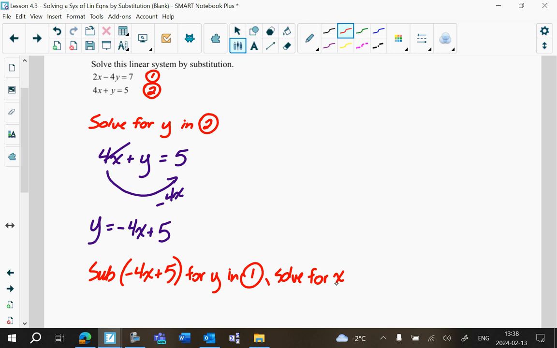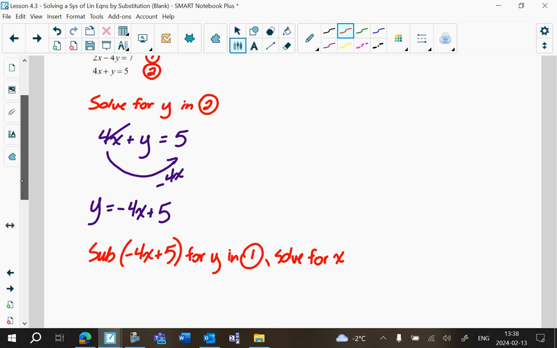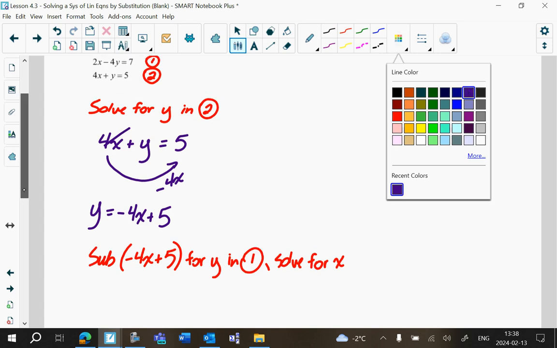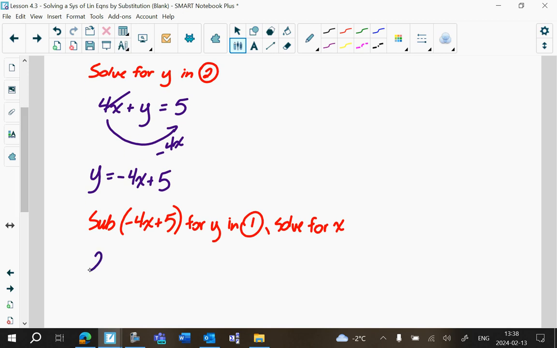So what does it look like when we substitute it in? Well, first equation is 2x minus 4, and then instead of y, I write what I'm substituting in, negative 4x plus 5. And then I finish the original equation, equals 7.